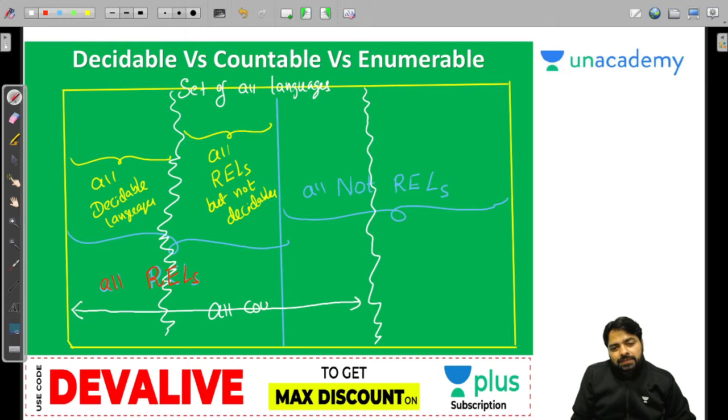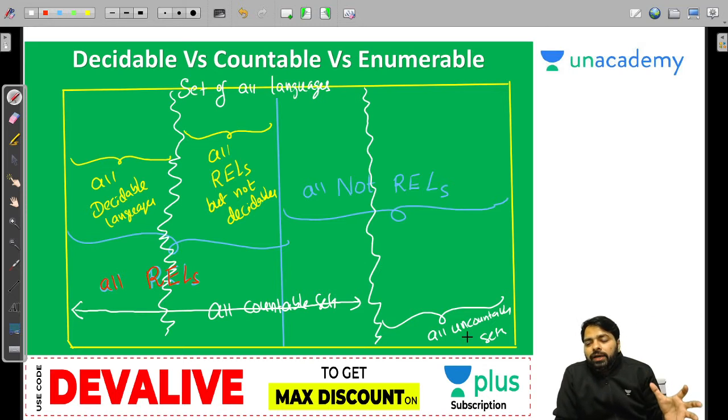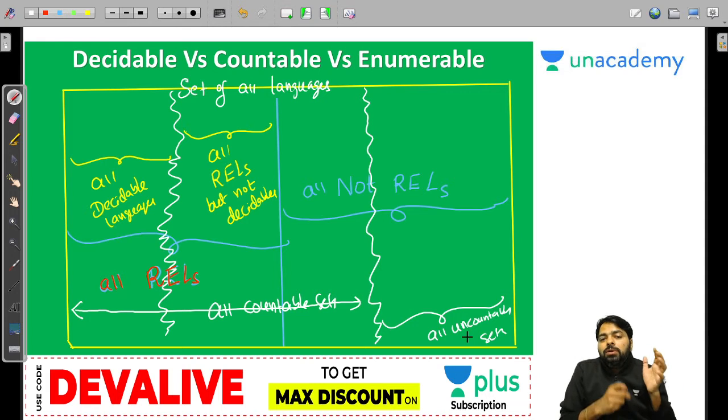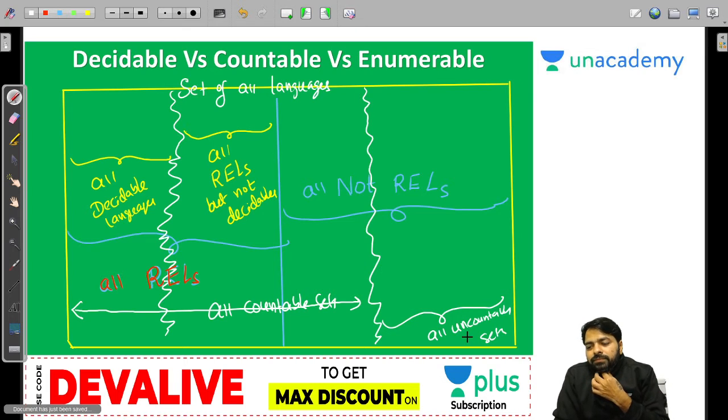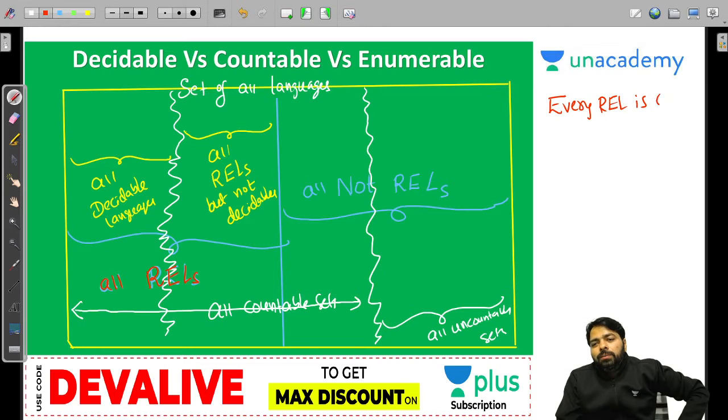All countable sets, guys. And this side, all uncountable sets. This is the best relation I can give you so far based on our knowledge. Decidables are countable. Even RELs are countable. But countables need not be decidable. Countables need not be RELs, because countables also exist inside not RELs. Please remember, every REL is countable, but countable need not be REL.